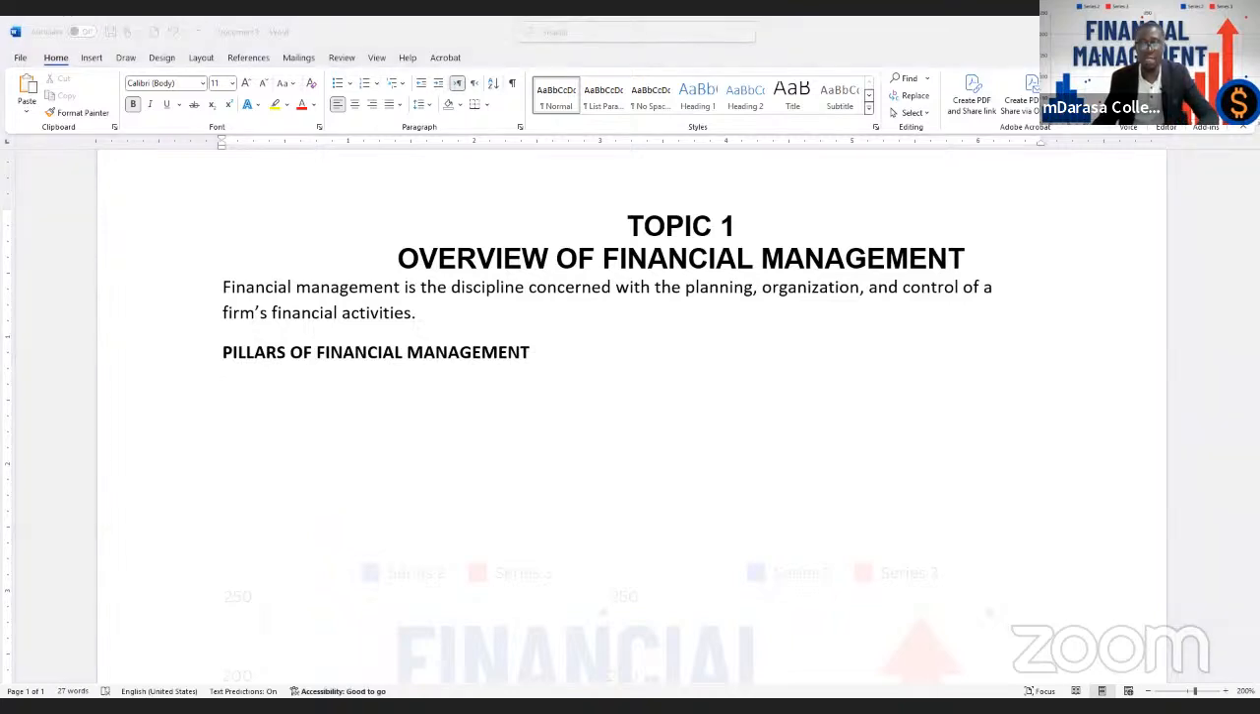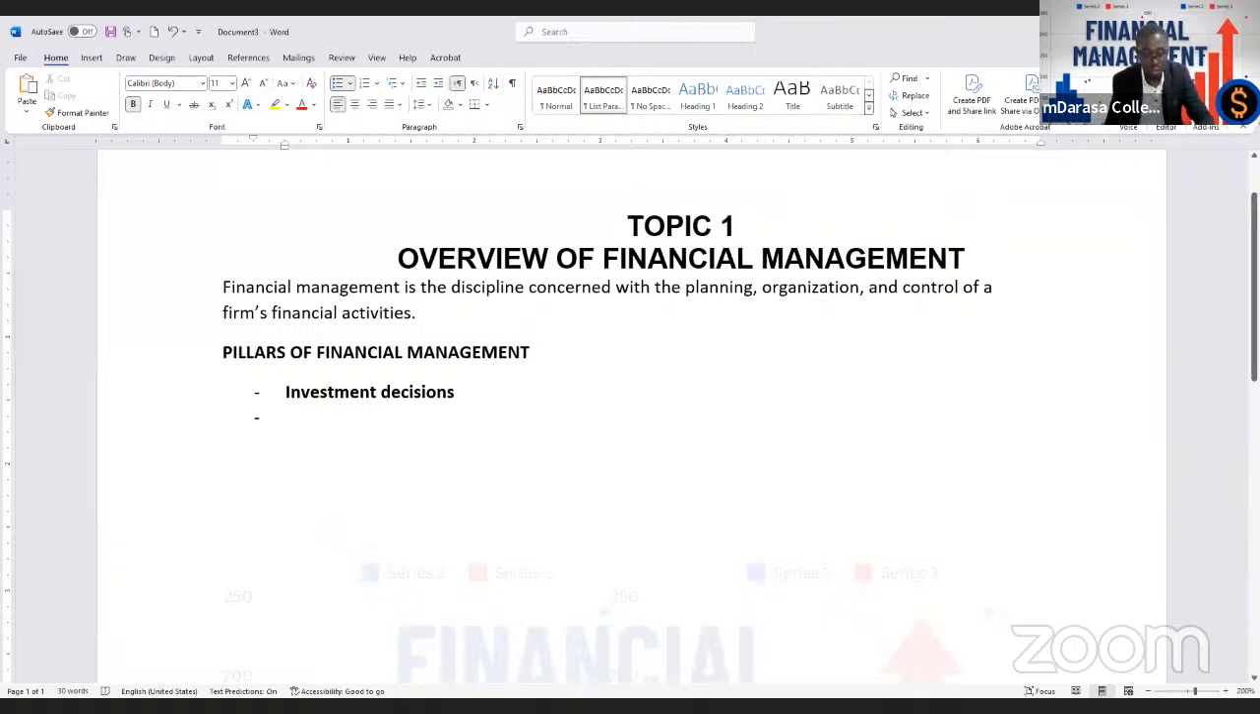Pillar number one, it is always about what? Investment decisions. You realize that many times in finance, it will always be about decisions. So pillar number one is investment decisions. Number two, we must understand the aspect to do with financing decisions. Number three, we'll also be dealing with the concept of dividend policy decisions.